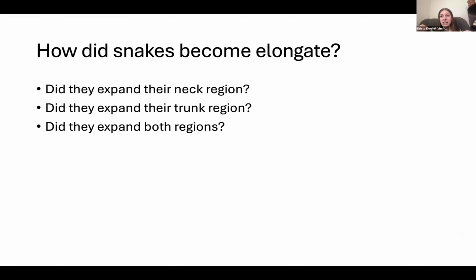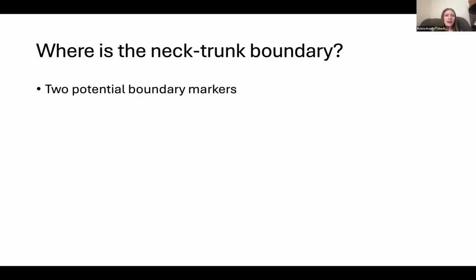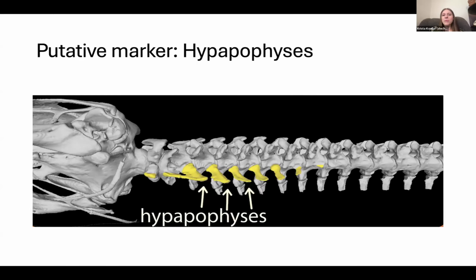Did they expand the neck region, or did they expand the trunk region, or did they expand both regions? And in order to answer that question, we need to figure out where the boundary between those regions is. There are 2 potential markers that we can use as proxies since we don't have a shoulder girdle. One putative marker is these hypapophyses. These are on the bottoms of the vertebrae. They're just little bumps.